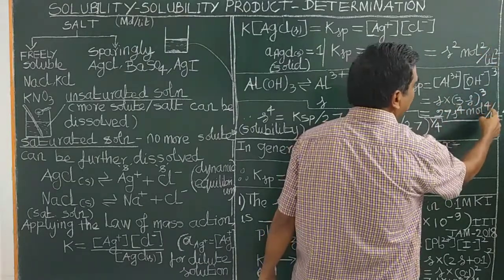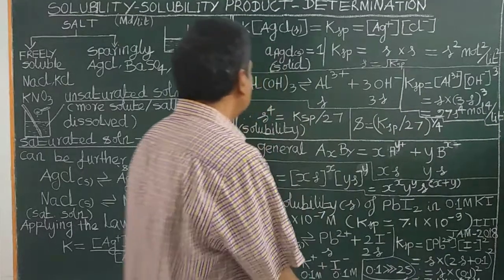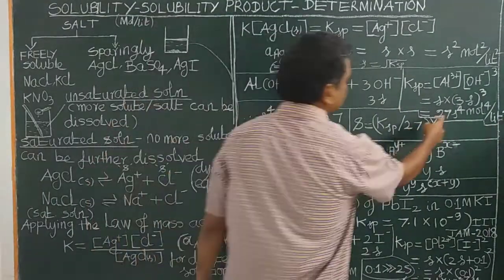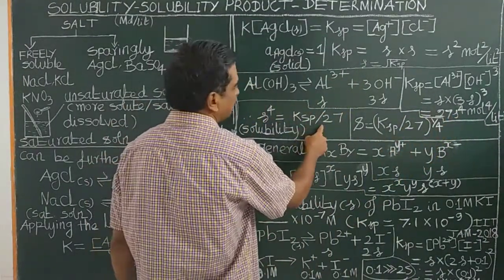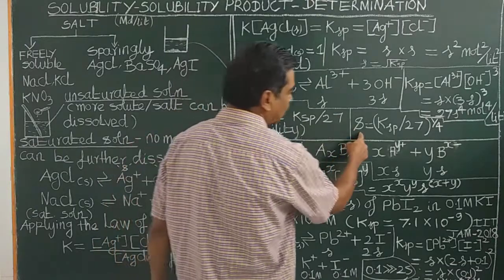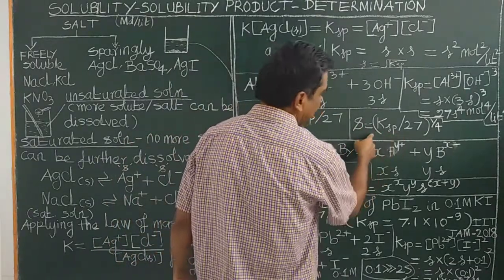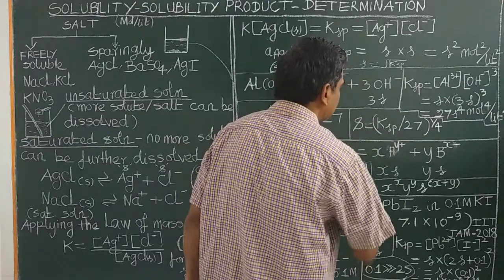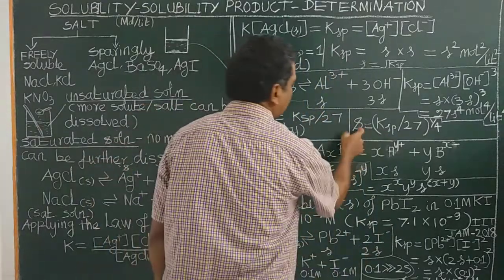with units mole power 4 per liter power 4, because mole per liter is cubed. On rearranging, S power 4 equals Ksp divided by 27. Therefore, from Ksp the solubility can be determined.